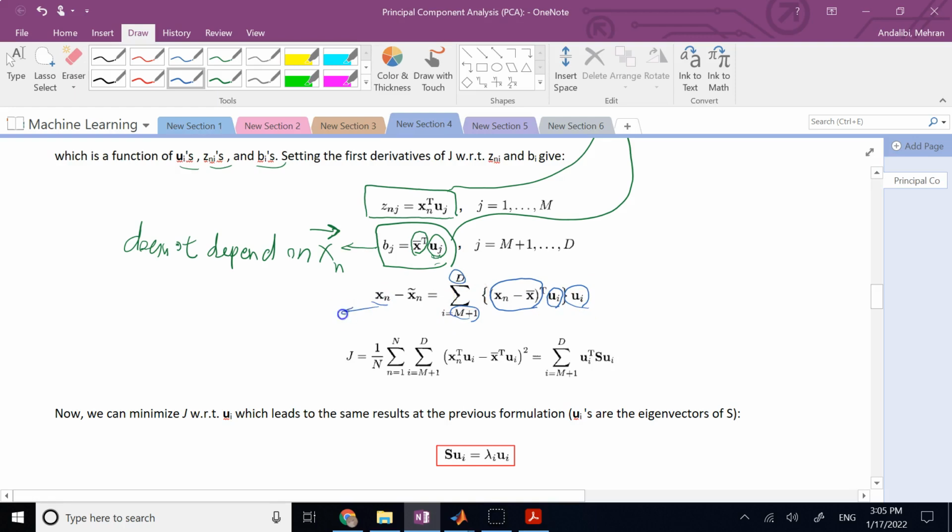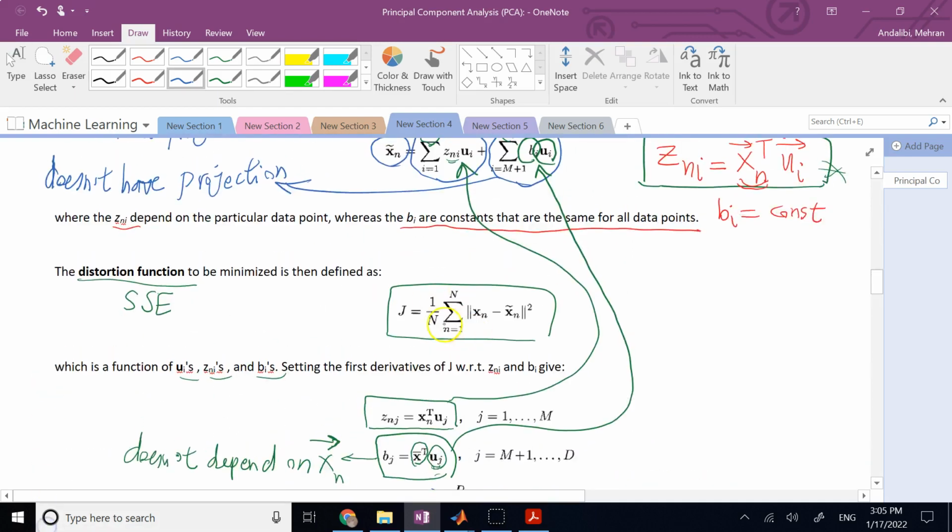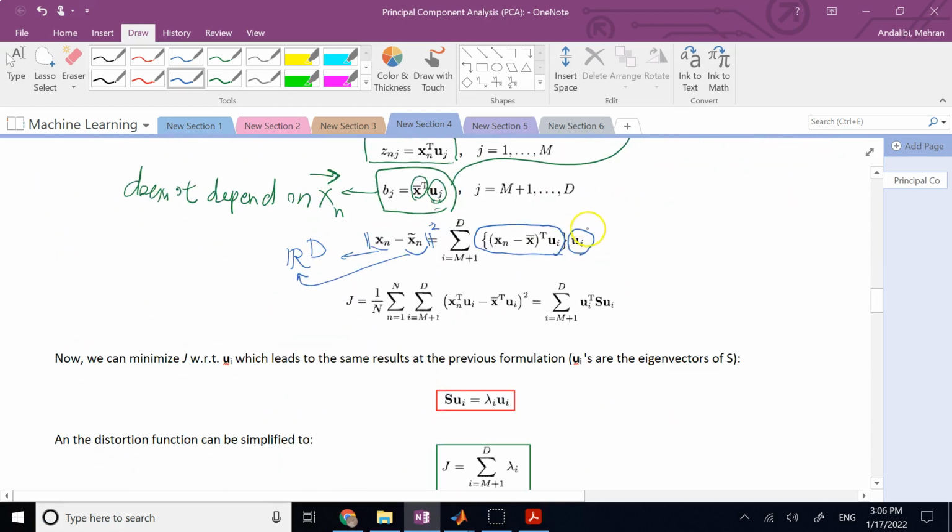Remember, xn is in Rd and xn tilde is in Rd. So even the difference between them should be written in Rd, and that's exactly what you're doing. You're using the unit vectors of that Rd, and you're multiplying those unit vectors with a bunch of gains, a bunch of constants, and these are those constant terms. Now, if you take the norm of this, square it, and multiply by 1 over n, that's your cost function. And that cost function would definitely be a function of the u's, because you clearly see there are u's in it.